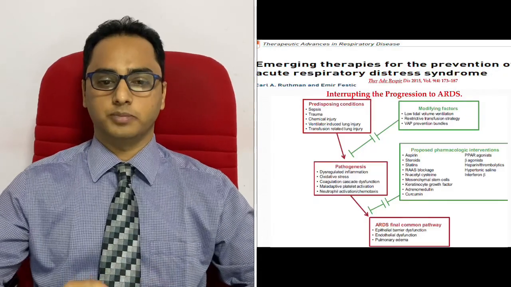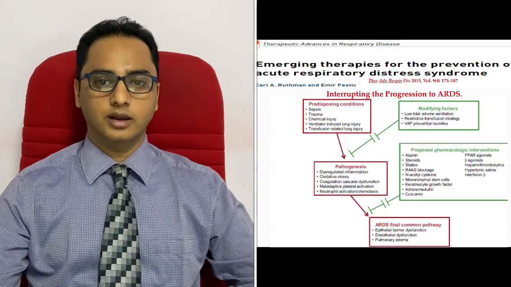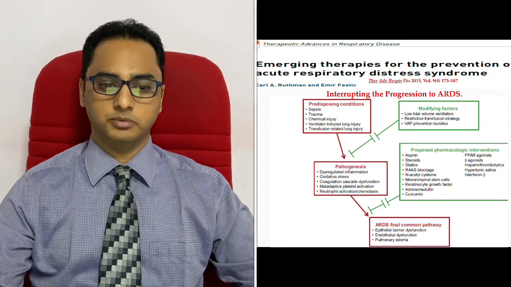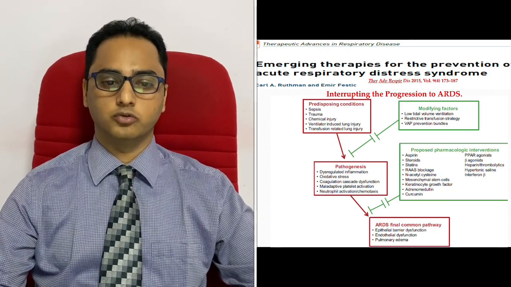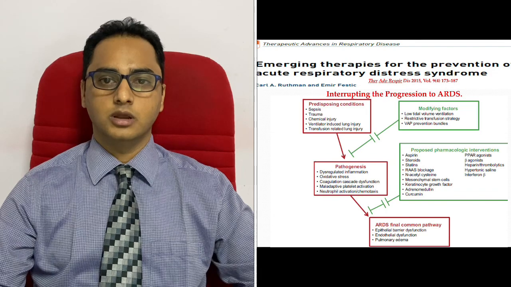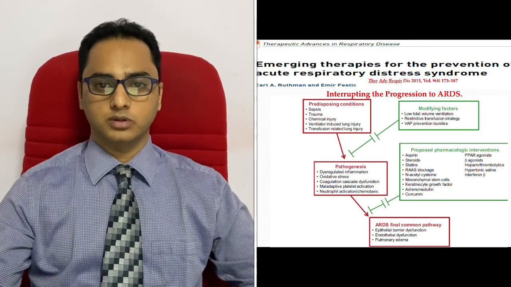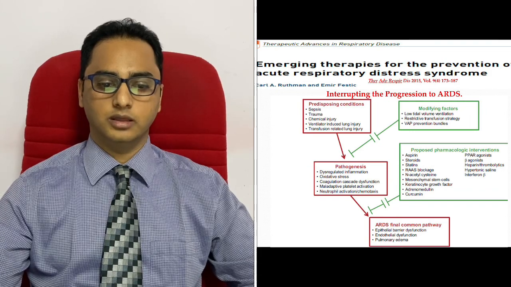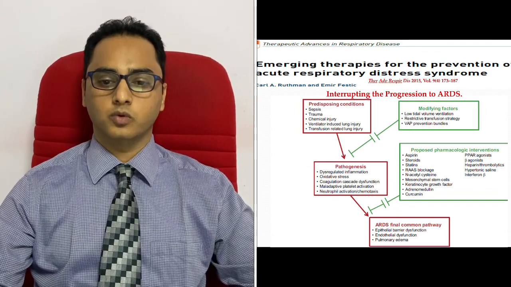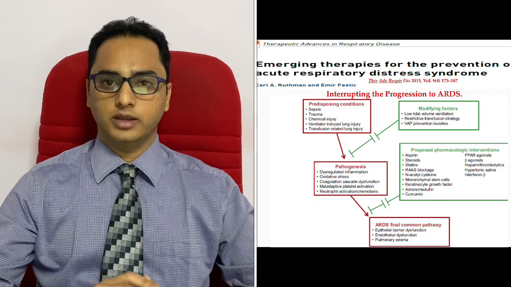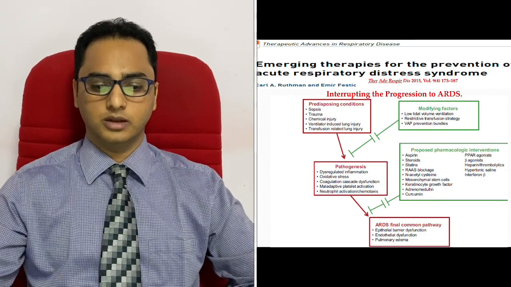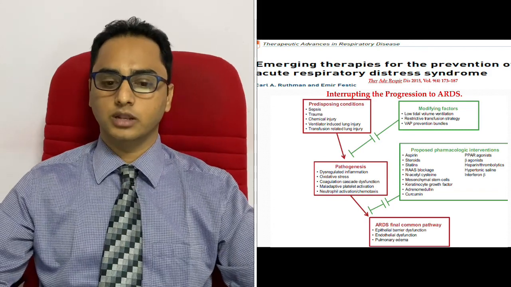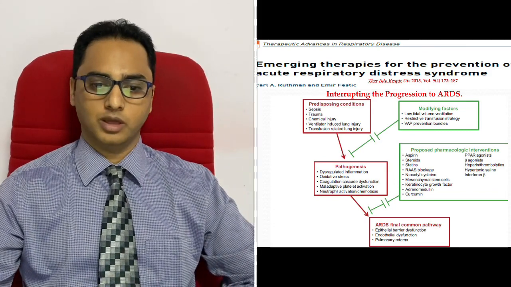Again, some adjuvant therapies. We know that for ARDS to occur, there should be some sort of predisposing condition like sepsis, trauma, chemical injury, ventilator associated lung injury, transfusion, or maybe graft rejection. This leads to the pathophysiology, which I already explained, and then to the final common pathway of ARDS, where epithelial barrier dysfunction, endothelial dysfunction and pulmonary edema happen.